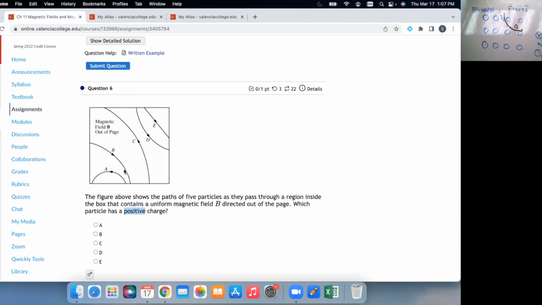Look at B. He's curling to the left. He was going this way, but then he got pushed to our left, his right. If we were riding along with B, he would feel a force pointing him to his right because he's facing like down that way. B has to be positive.